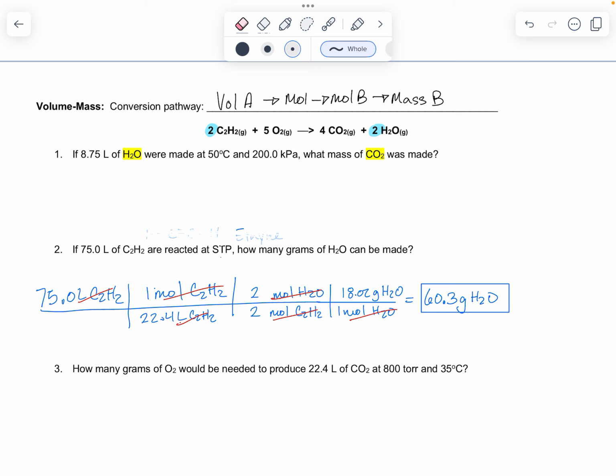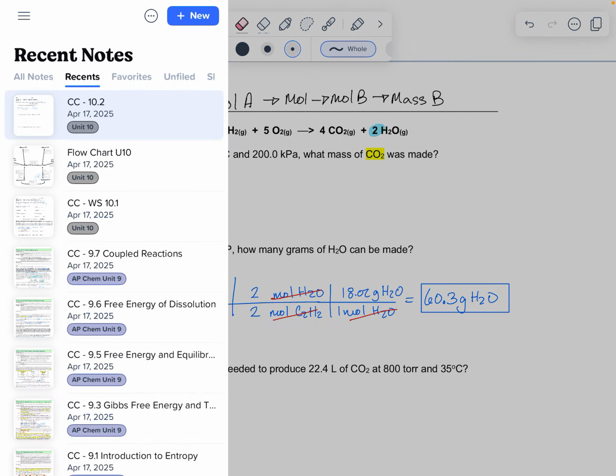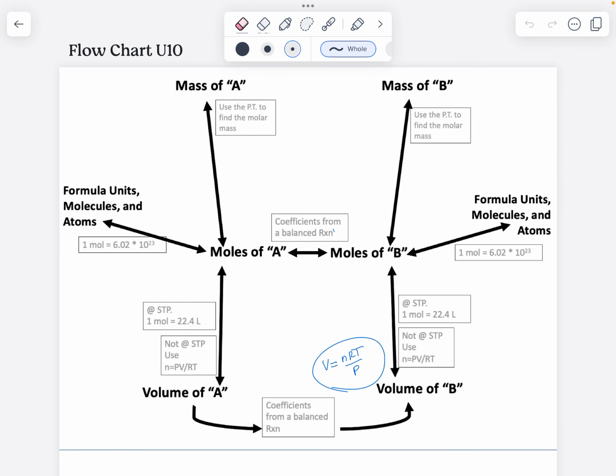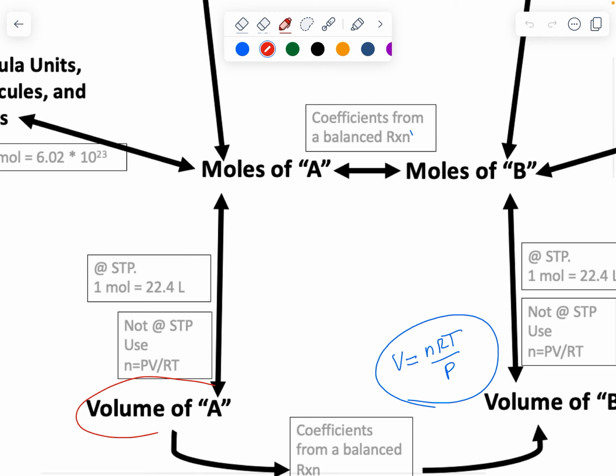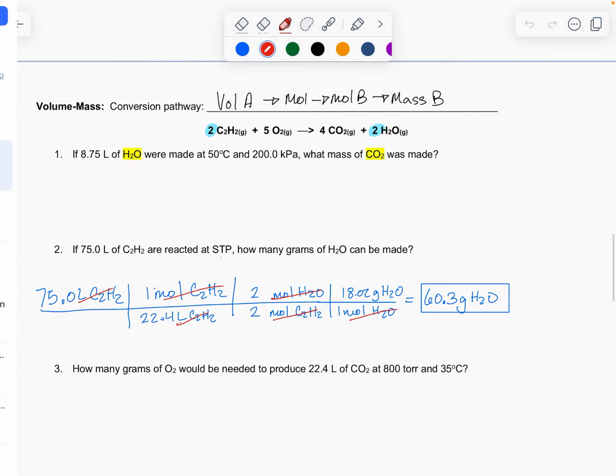I'm going to clear up some space here. If we're not at STP, this is going to be just like what we did on worksheet 10.1. We have to do a PV = nRT equation first. Because we're not at STP, we're going to go from volume and solve for moles with a rearranged PV = nRT equation. After that, we can do a two-step stoichiometry problem.